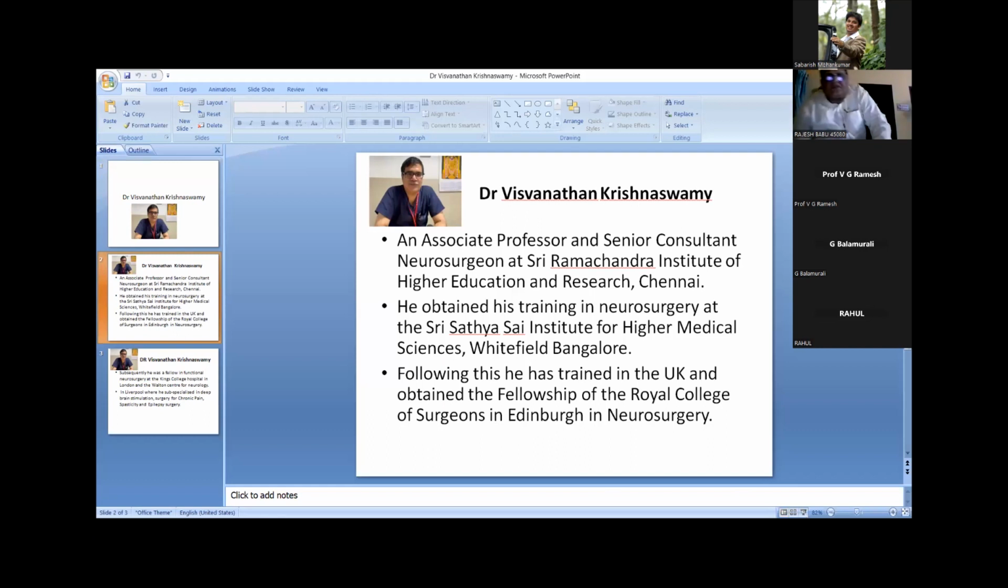Dr. Viswanathan Krishnasamy, sir, is an associate professor and senior consultant neurosurgeon at Sri Ramachandra Institute of Higher Education and Research, Chennai. He obtained his training in neurosurgery at Sri Satya Sai Institute of Higher Medical Sciences, Whitefield, Bangalore. Following this, he trained in the UK and obtained the fellowship of the Royal College of Surgeons in Edinburgh in neurosurgery.